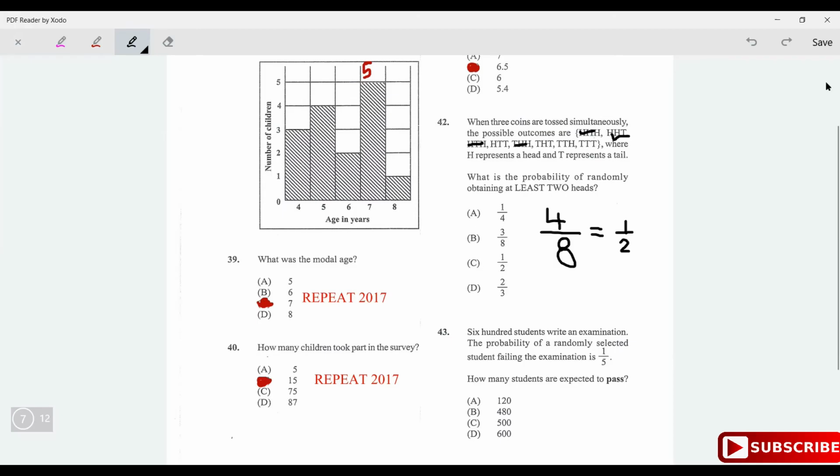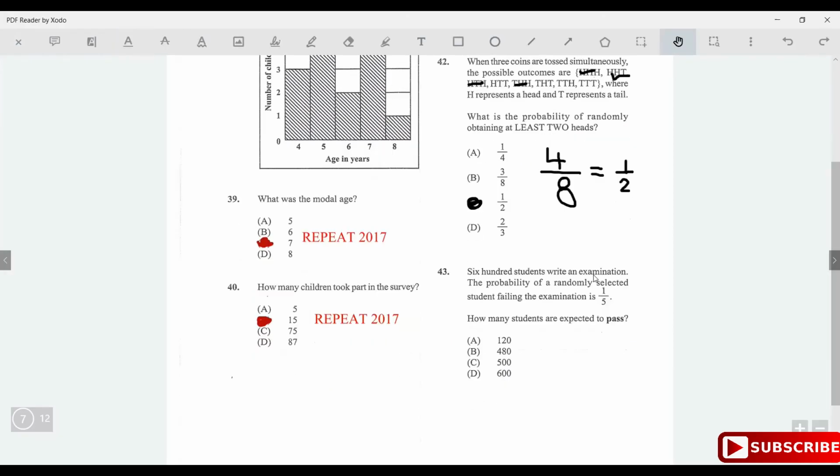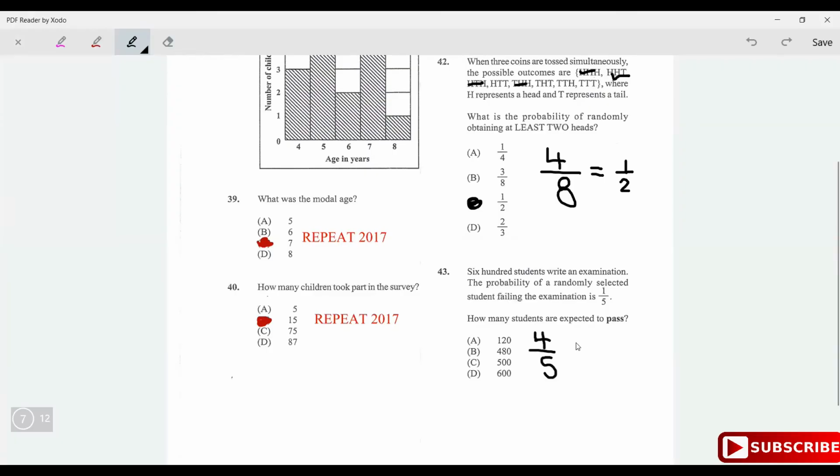Easy question, soft. Next one, it says 600 students write an examination. The probability of randomly selecting a student failing is 1 over 5. How many students pass? Now, if 1 over 5 are expected to fail, then 4 over 5 are expected to pass. 4 over 5 times 600: 5 into 600 is 120. 120 times 4 is 480. That's option B. Easy question.